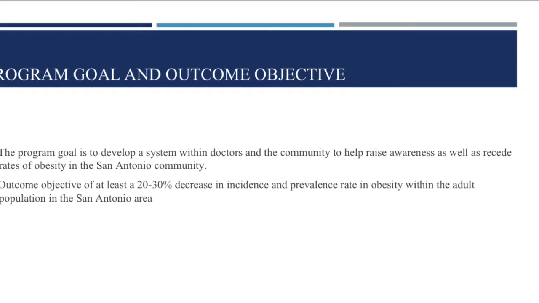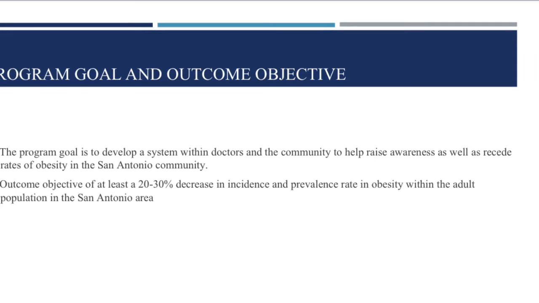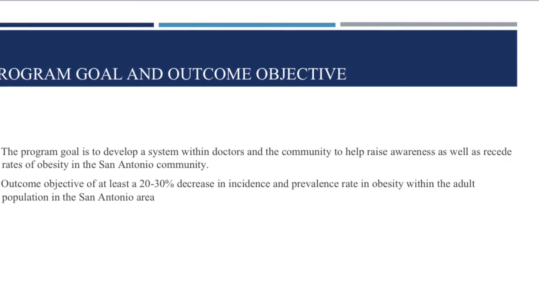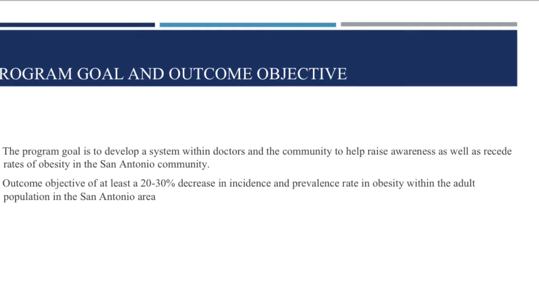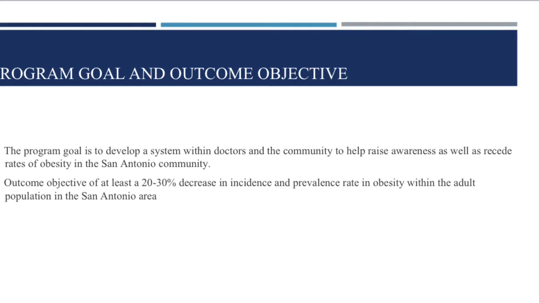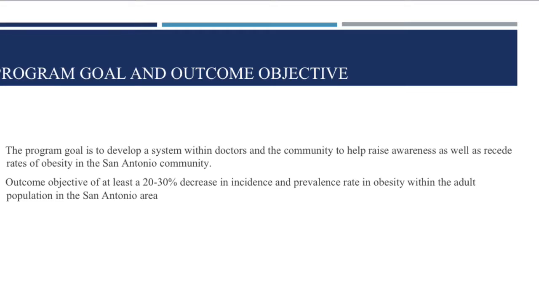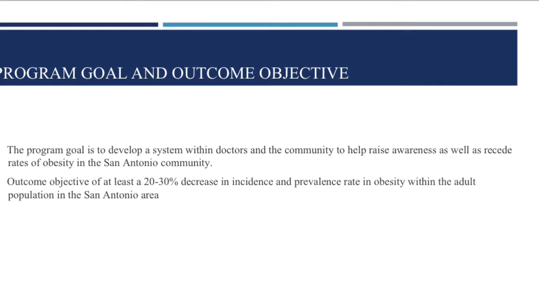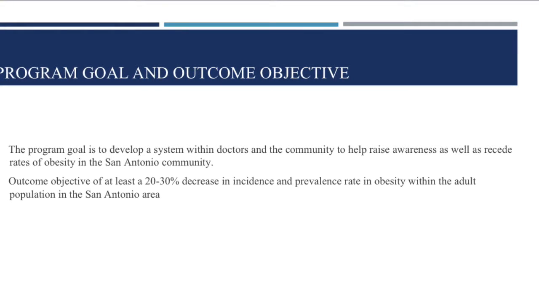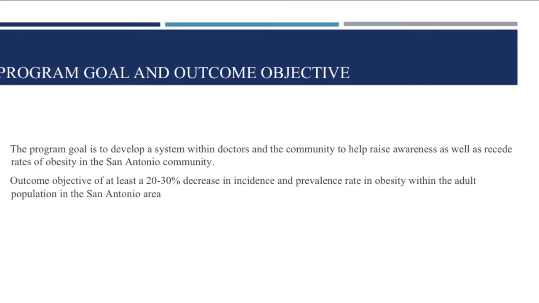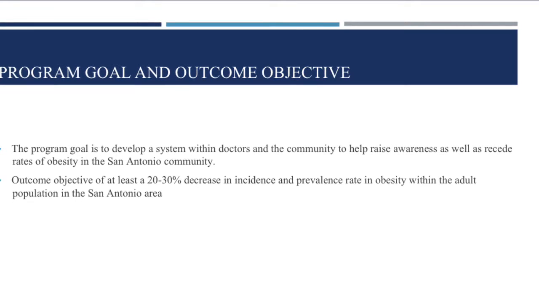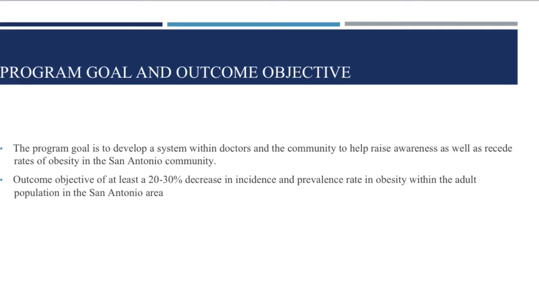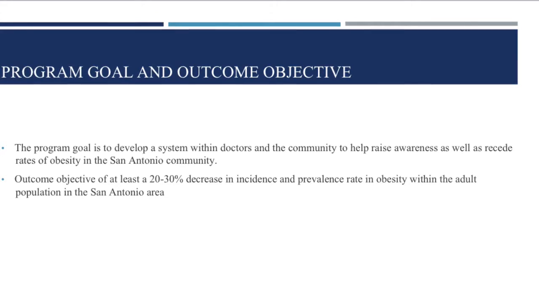The program goal and outcome objective. The program goal is to develop a system within doctors and the community to help raise awareness as well as reduce rates of obesity in the San Antonio community. The outcome objective is to reach at least a 20 to 30% decrease in incidence and prevalence rate in obesity within the adult population here in the San Antonio area.